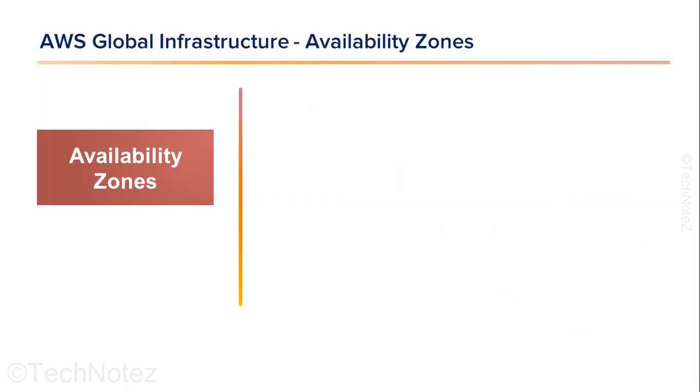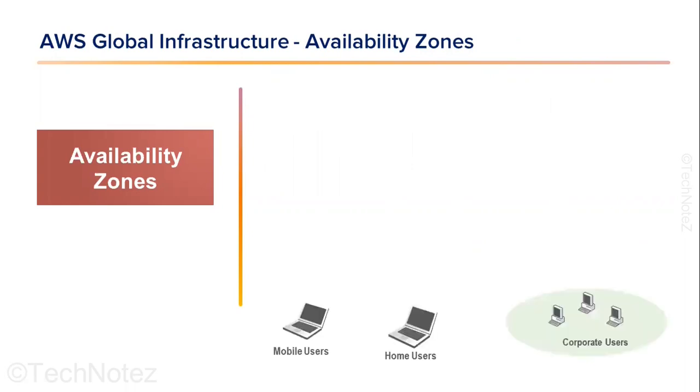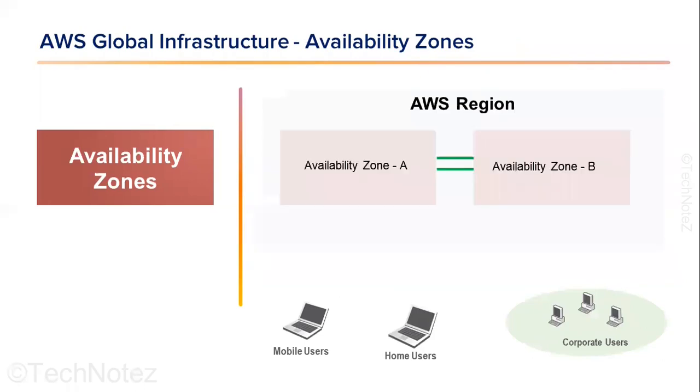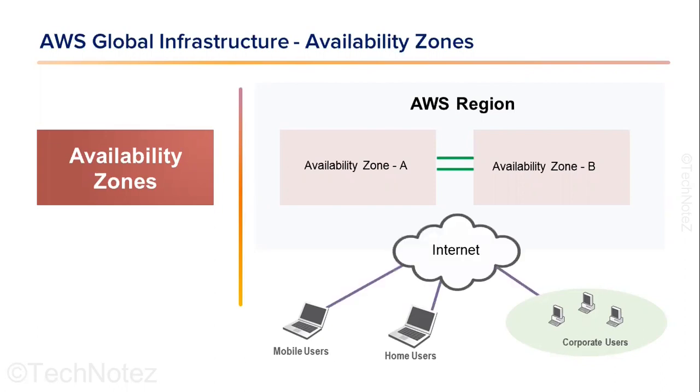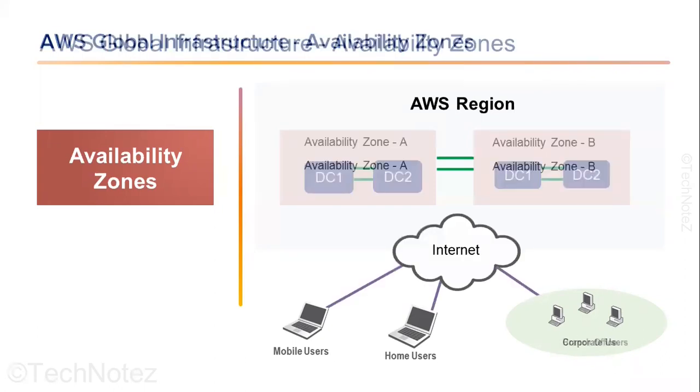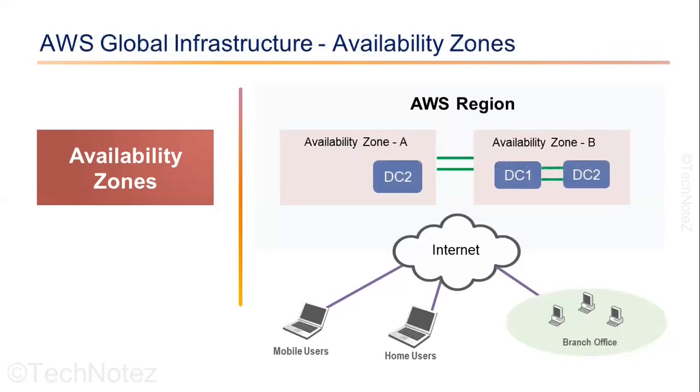So we talked about AWS regions and availability zones. When we plan to host an application on AWS, be it for mobile users, home users, or corporates, we get an option to select the region and availability zone to host the application. Once you host the application, the user can access the application via internet or direct connect based on your application architecture. When one of the data centers in an availability zone goes down, your application will be accessed via a redundant data center. And in the worst case, if a complete availability zone goes down, you can access your application via a redundant availability zone.